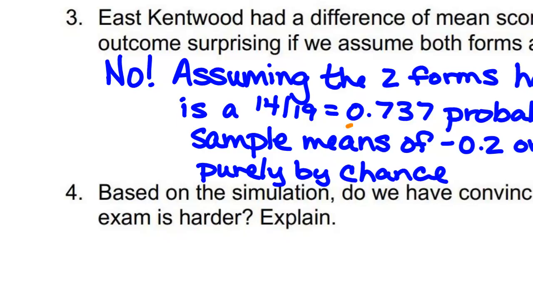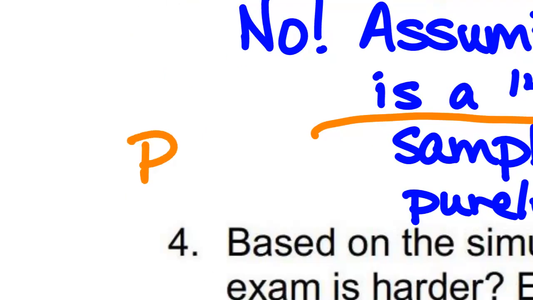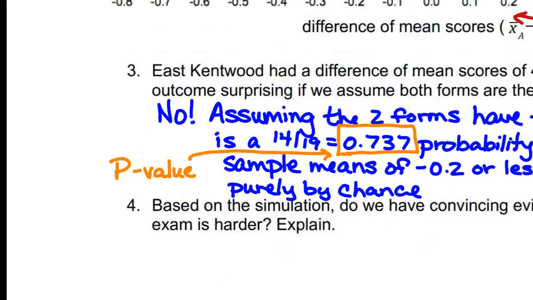So this 0.737, that was assuming the two forms were even. They were the same level of difficulty. We obtained results that were 0.2 or more away from the mean 74% of the time. This is our p-value. Now, we did it through simulation instead of running the actual hypothesis test because we didn't have the standard deviation for these. But this is another way, just doing multiple simulations over and over where we get that sampling distribution. We can calculate the p-value this way.